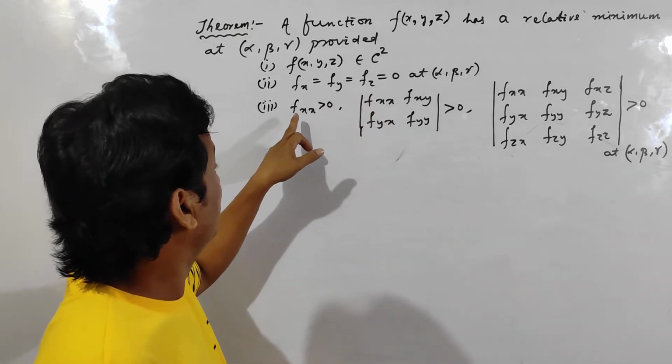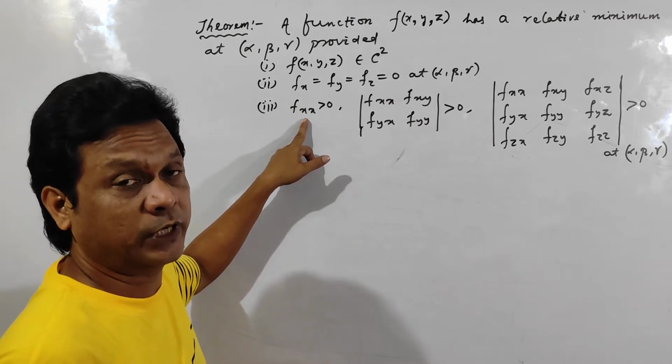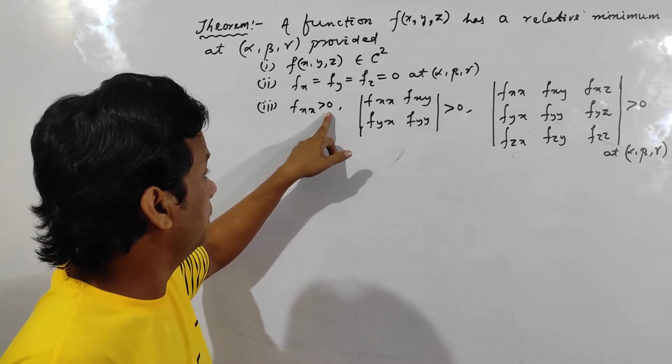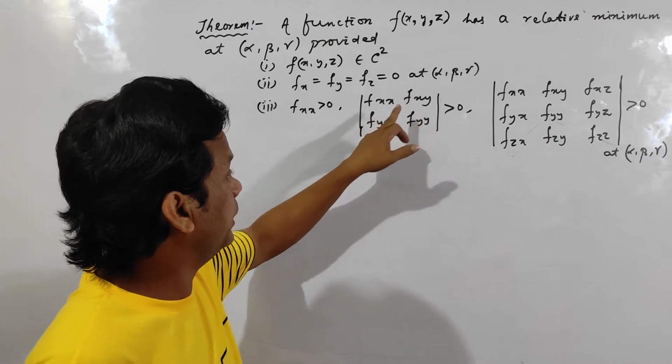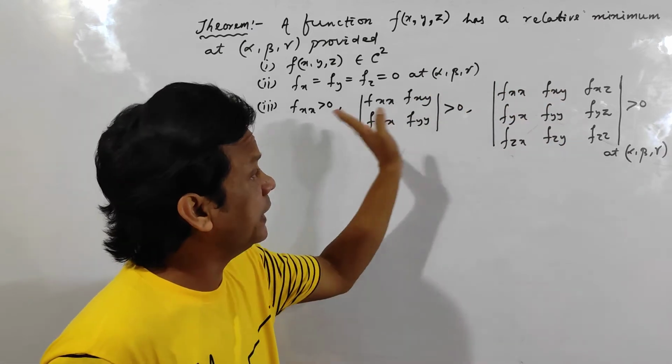Here the third condition is that fxx, that means del square f by del x square, is positive, and the determinant of fxx, fxy, fyx, fyy must be positive, and here. And how to write this determinant?